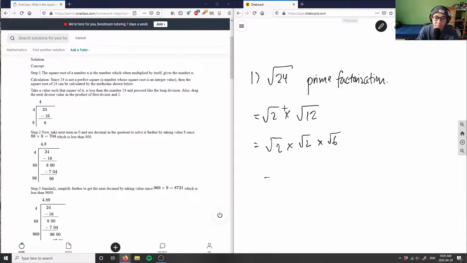But this answer here is just simply 2 root 6, right? Again, the square roots of 2 cancel out, so we have simply square root of 2 times square root of 2, which is obviously just 2, and 2 root 6 here would be our answer for this problem.